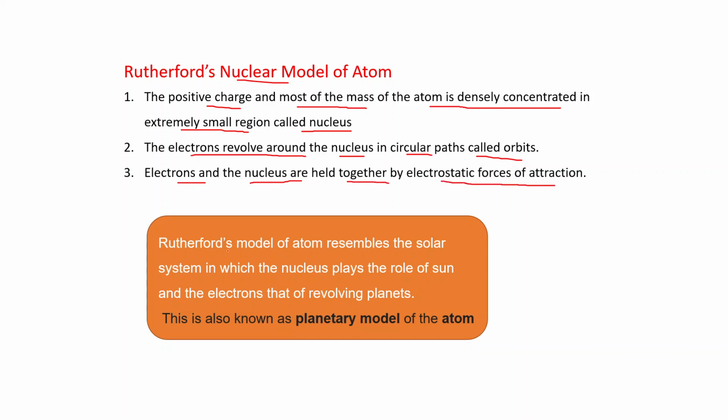Okay, Rutherford's model of atom resembles the solar system, in which the nucleus plays the role of sun and the electrons that of revolving planets. This is also known as planetary model of the atom.